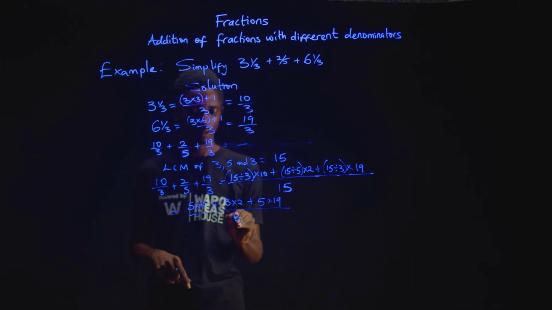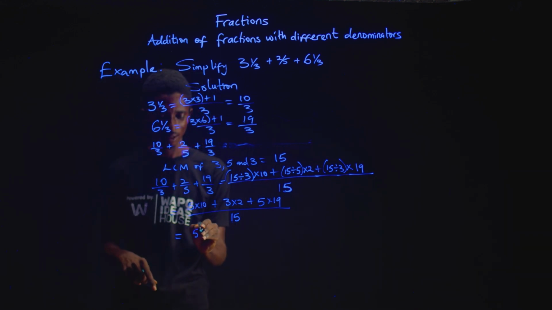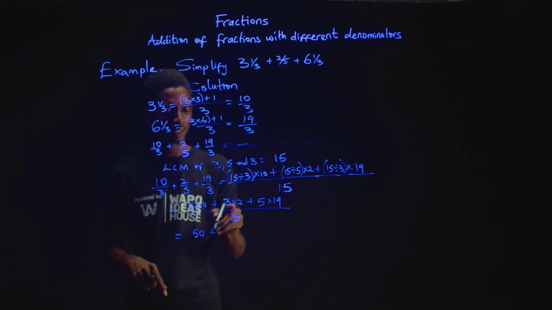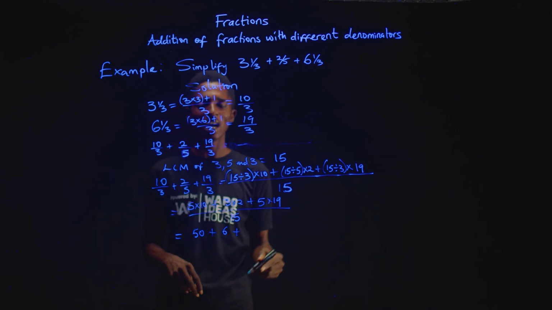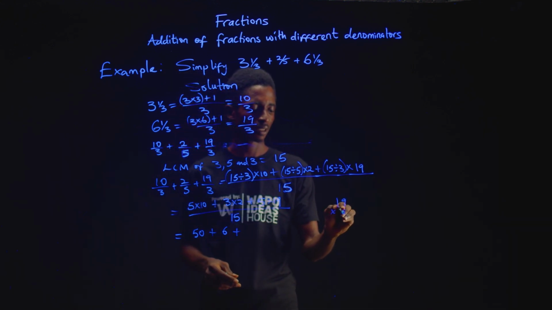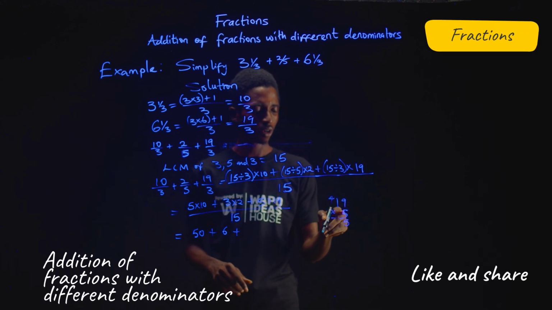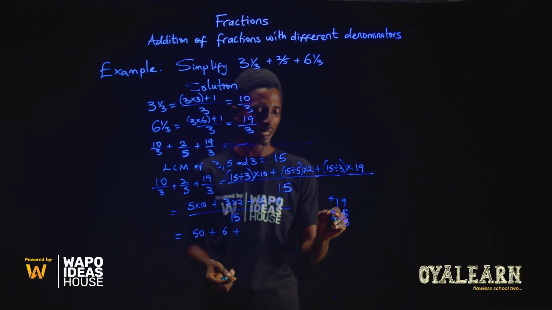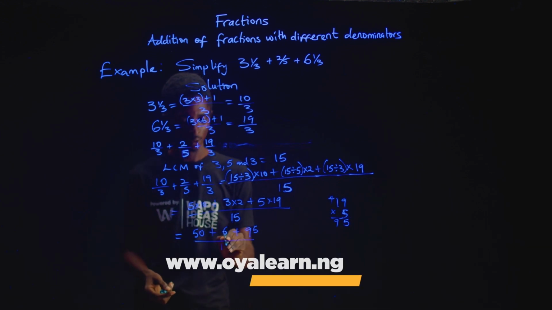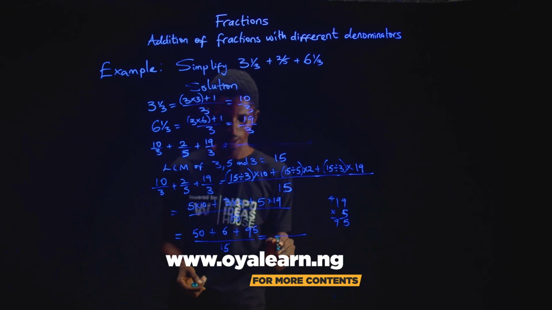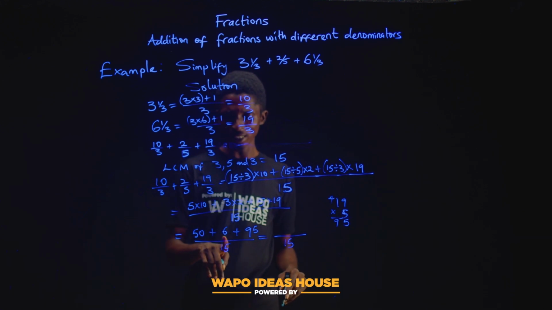all over 15. Now what is 5 times 10? That is 50, plus 3 times 2, 6, plus 5 times 19. 5 times 9 will give you 45, so we write 5, carry the 4. 5 times 1 is 5, plus 4, that is 9. So we have 95 over 15. And when we add it together, 50 plus 6 is 56.